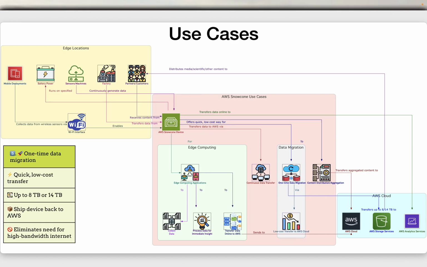For scenarios where your data is ready to be transferred, Snowcone provides a quick and cost-effective solution to migrate up to 8 terabytes or 14 terabytes of data to the AWS cloud by simply shipping the device back to AWS. This eliminates the need for a high-bandwidth internet connection. To give a perspective, laptops usually come with 1 terabyte of space, right? So 14 terabytes is like 14 laptops' worth of space.